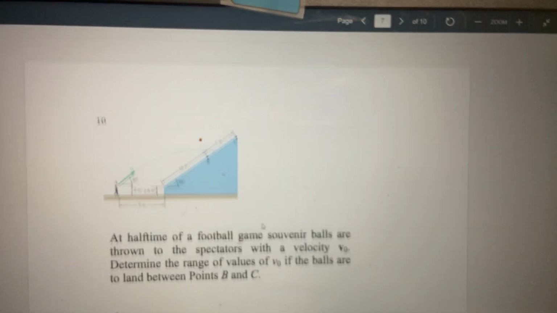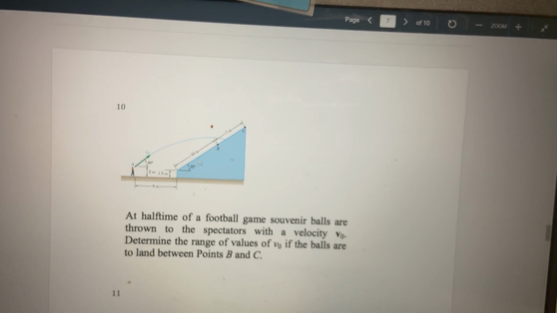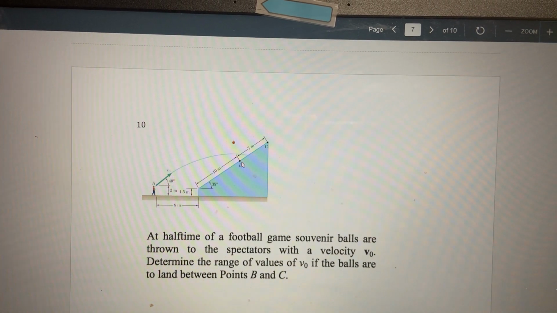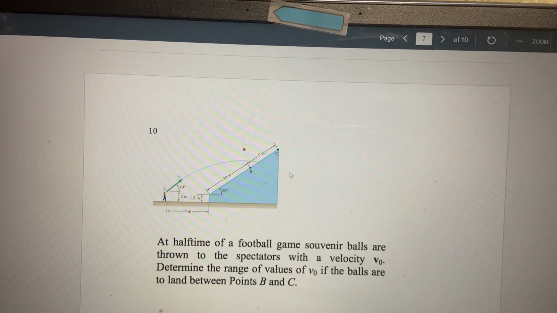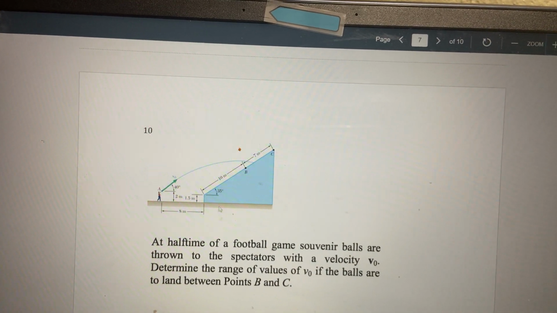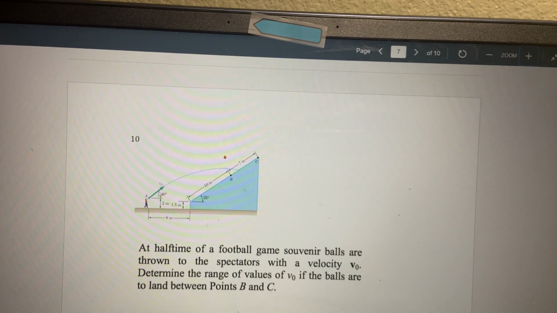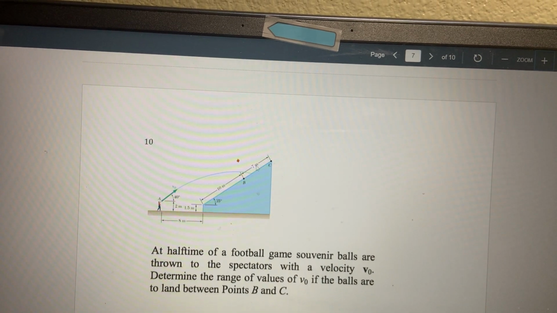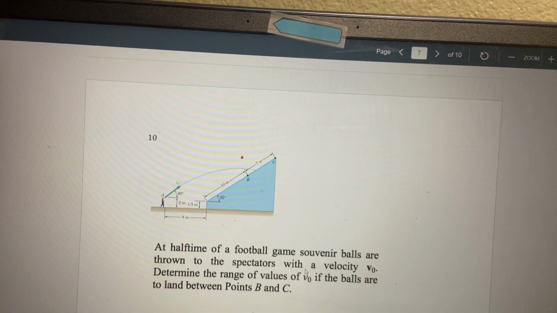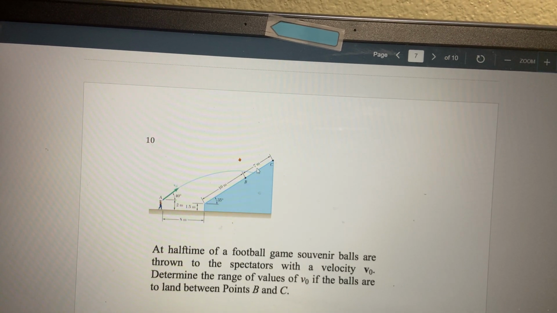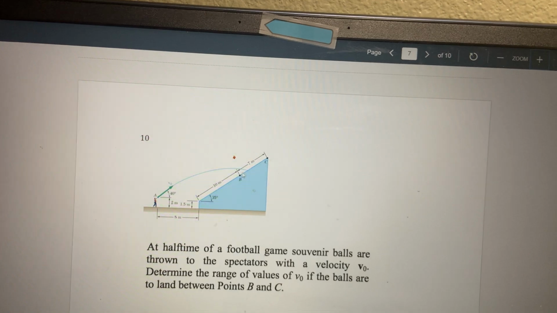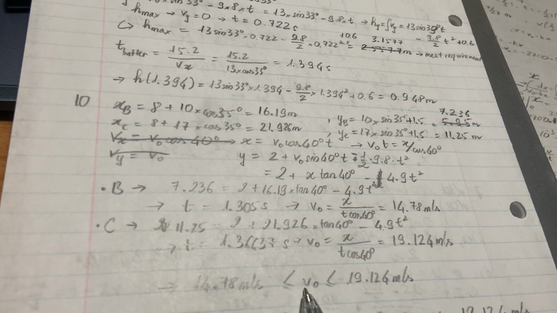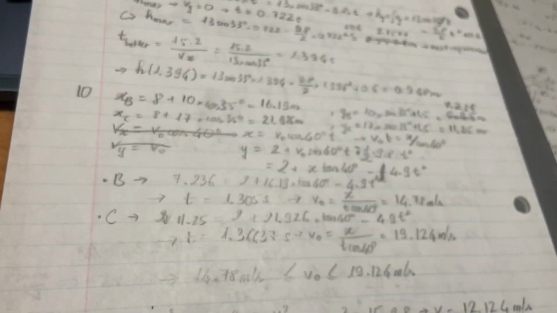This one. So I just find the s and y of b, the s and y of c, and then find the initial speed needed to make the ball fall at b, the initial speed needed to make the ball fall at c, and then the initial velocity is going to be between those values.